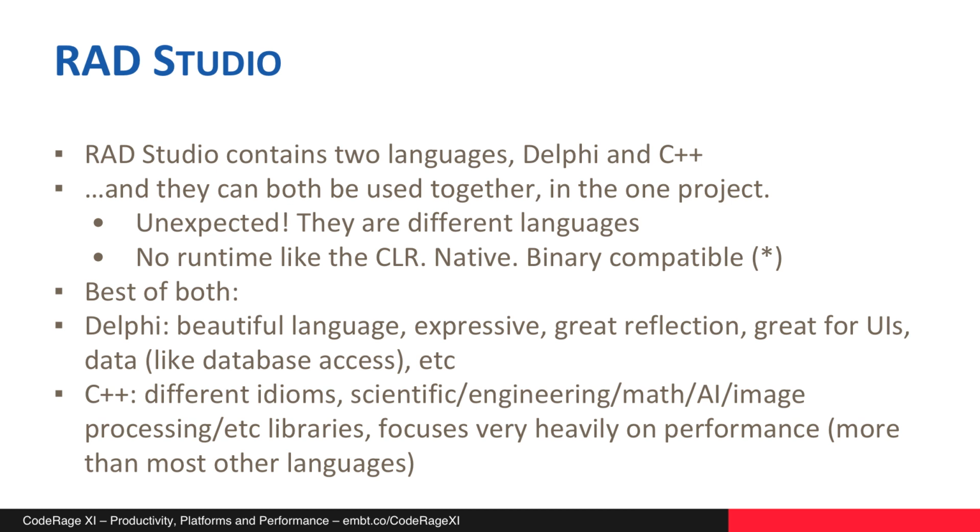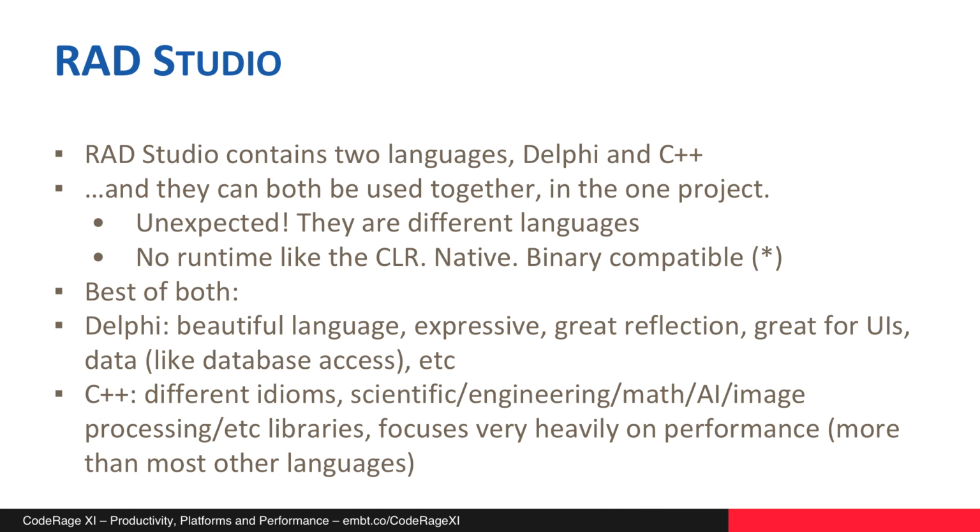RAD Studio contains two languages, Delphi and C++, and they can of course be used independently. You can buy them independently, and even if you have RAD Studio, which includes both of them, you can use them independently. You can create a Delphi project, or you could create a C++ project. But what's particularly interesting is that they can both be used together in the one project, certainly in the one project group, but also in the one project.